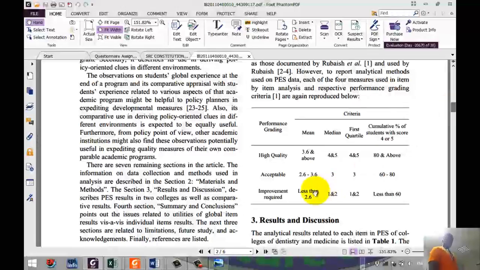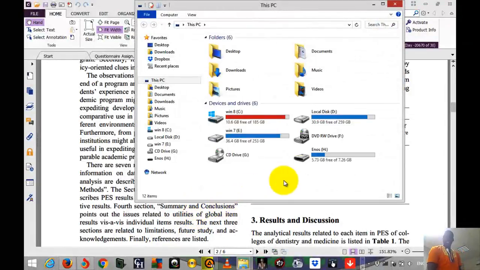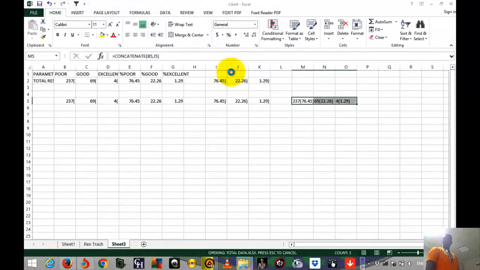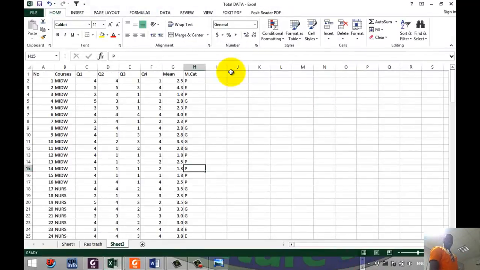Right. So let's go back to the data we were using yesterday. This was where we ended yesterday, where we used the IF function to categorize the data into the various categories that we're dealing with. So today we're going to do the cumulative percentage.